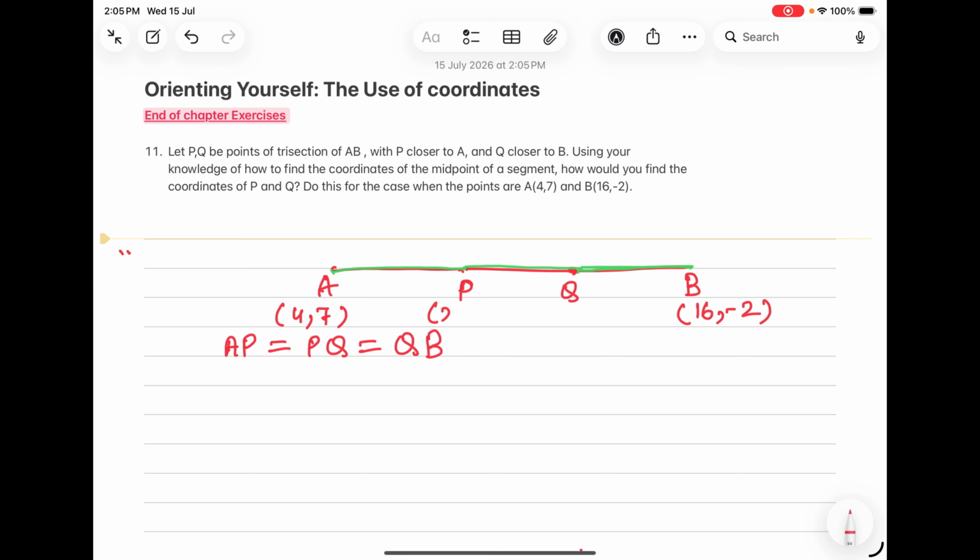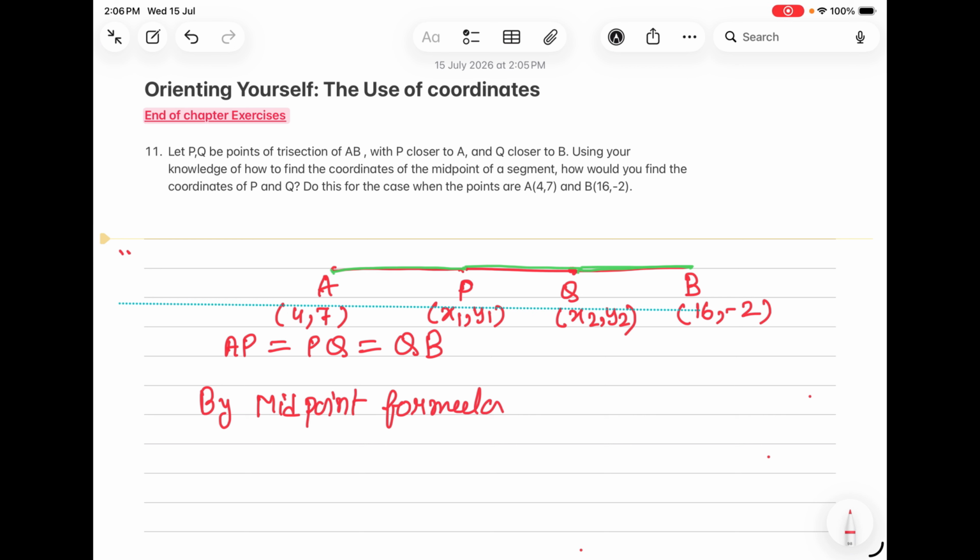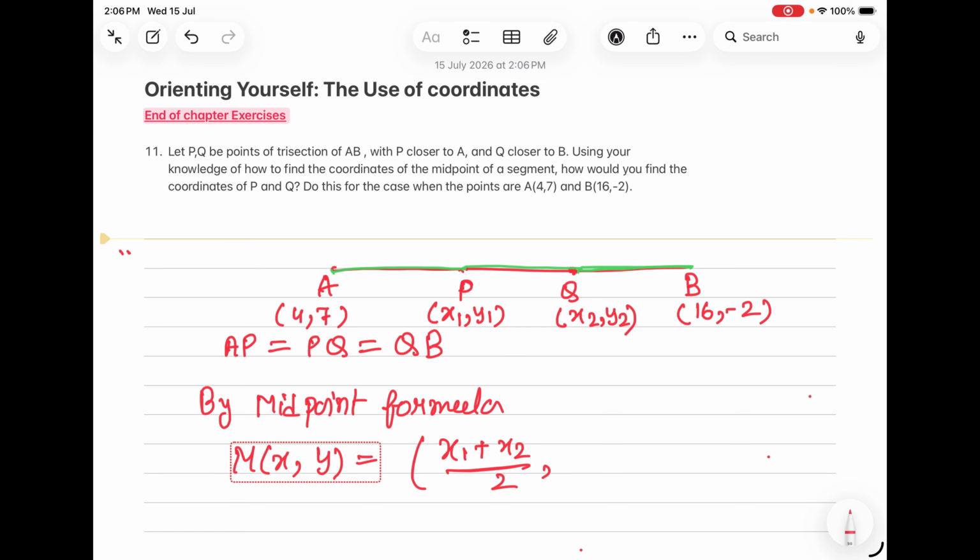Let the coordinates of P be (x1, y1) and Q be (x2, y2). By using the midpoint formula, we have to find out the coordinates of P and Q. What is the midpoint formula? M (x, y) equals ((x1 + x2) / 2, (y1 + y2) / 2).